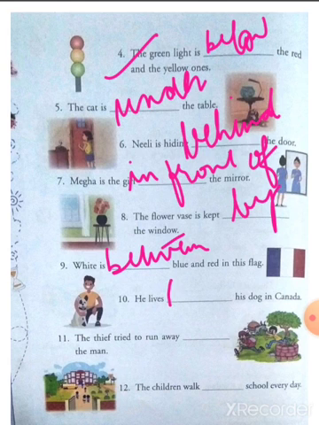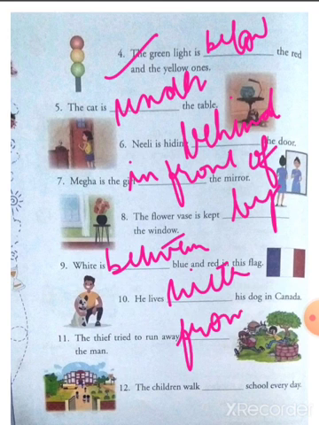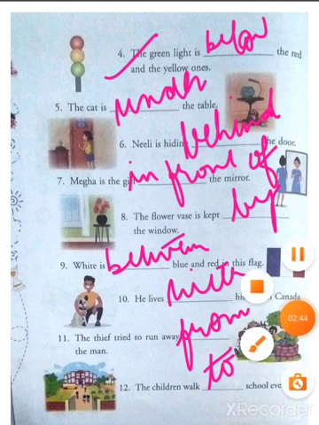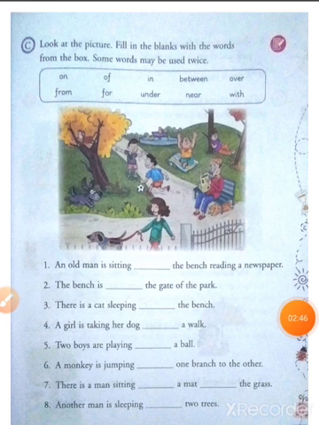He lives with his dog in Canada. The thief tried to run away from the man. The children walk to school every day. Okay? Okay, now the next page.